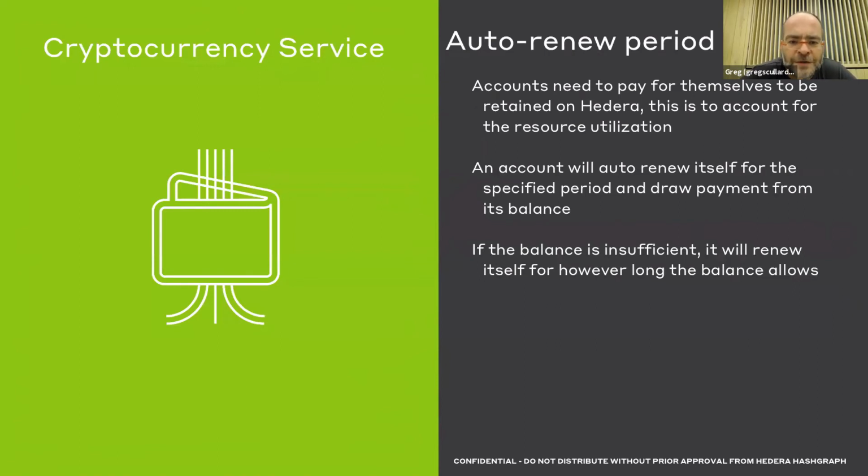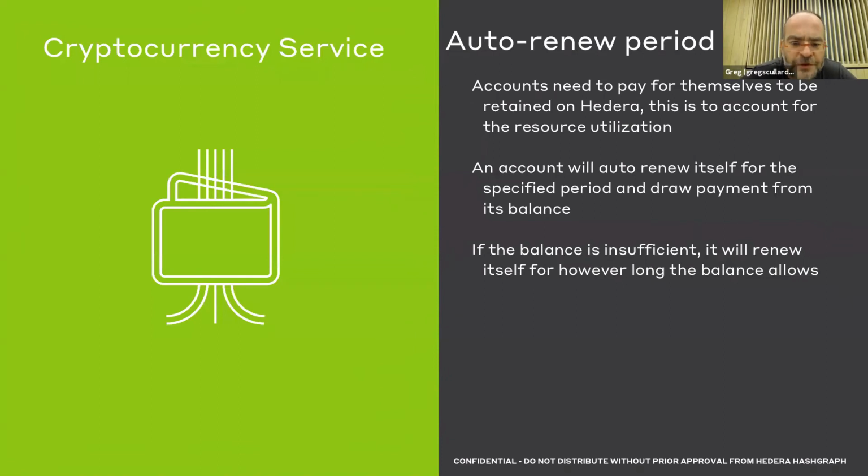But the point here is that an account will auto-renew itself for the period specified by the auto-renew period and draw payment from its balance at that time. So if you create an account today for 6 months with a 6-month auto-renew period, the fee for doing so will be 6 months' worth of account existence. And 6 months from now, the account will renew itself for 6 months and will pay itself, or rather will pay Hedera, that 6-month renewal automatically.